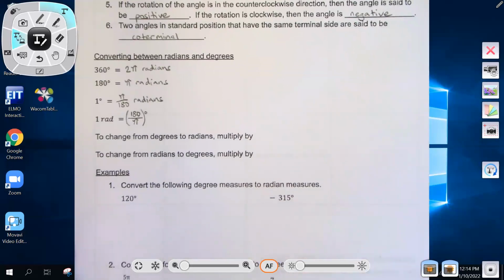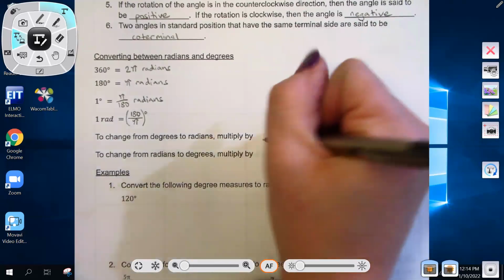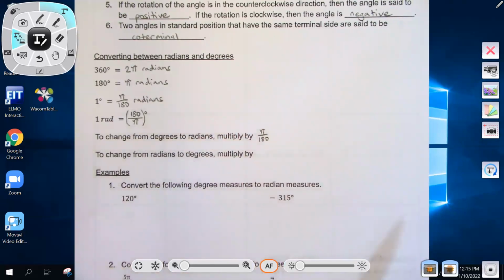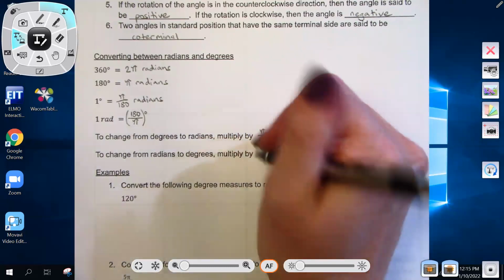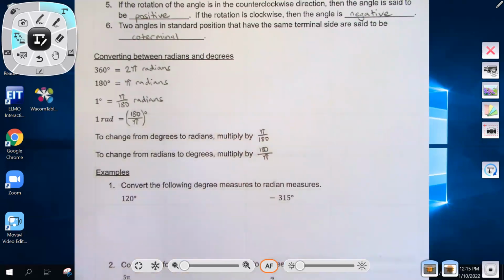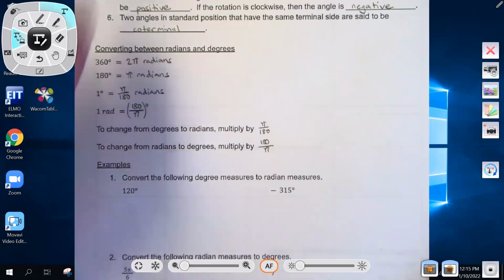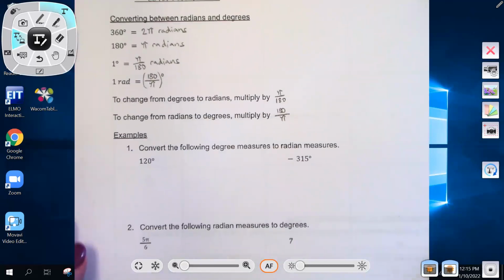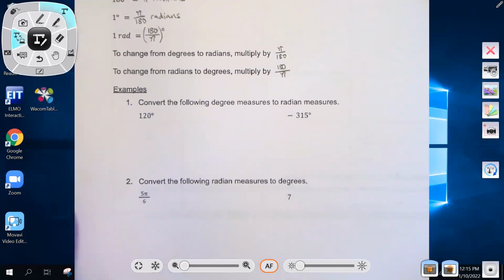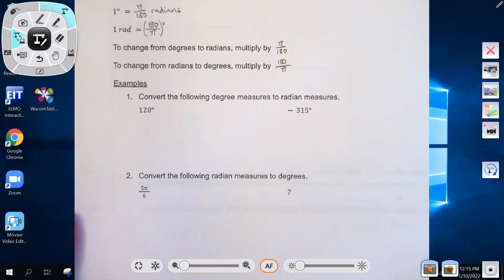Okay, so to change from degrees to radians, you're going to multiply by pi over 180. To change from radians to degrees, you're going to multiply by 180 over pi. Not usually, because it'll change pi to a decimal, but we don't really want to do that. It will get less and less confusing the more we go, I promise. That's what every teacher has ever said, and it's still never come true. It never gets easier.